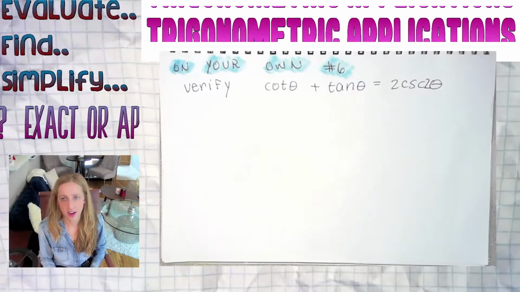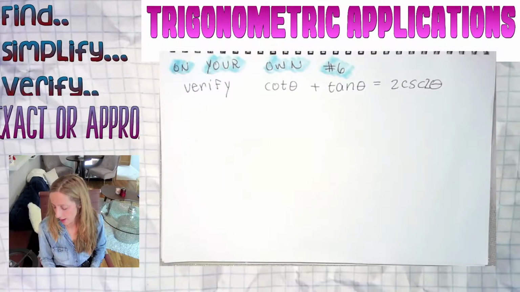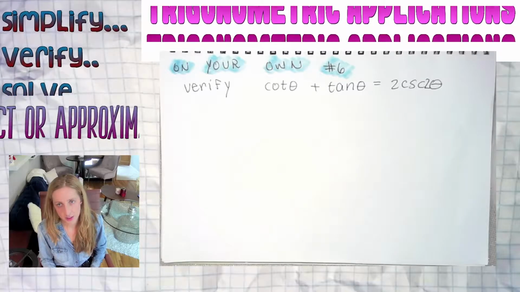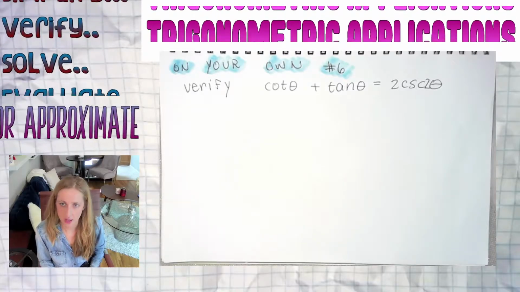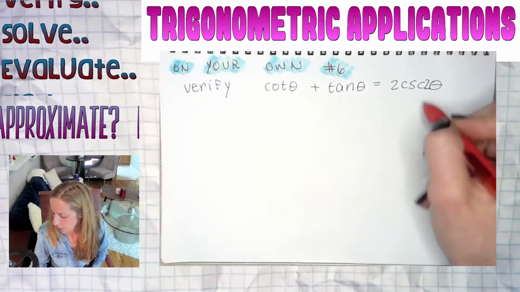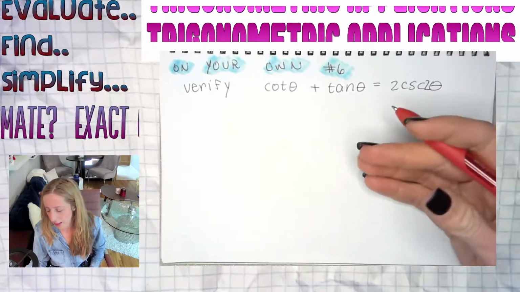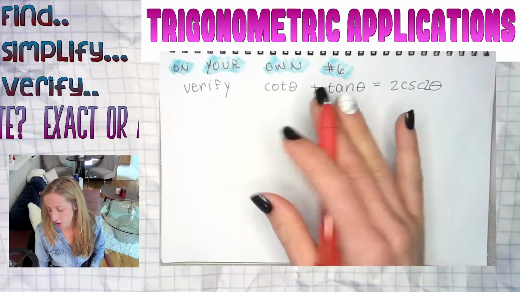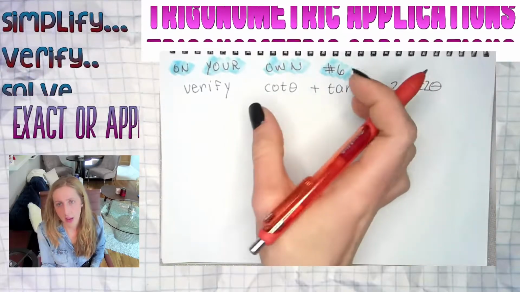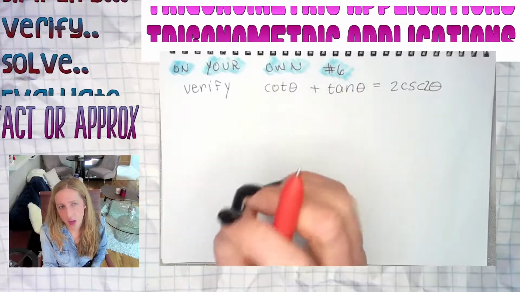Here we have a verify example. We're going to verify that cotangent plus tangent equals 2 cosecant 2 theta. Now, normally I would want to start with the side that has 2 theta in it because I could apply a double angle identity. But in this case, I want to start with the left because I have a sum and I want to bring this together into one thing using a common denominator.